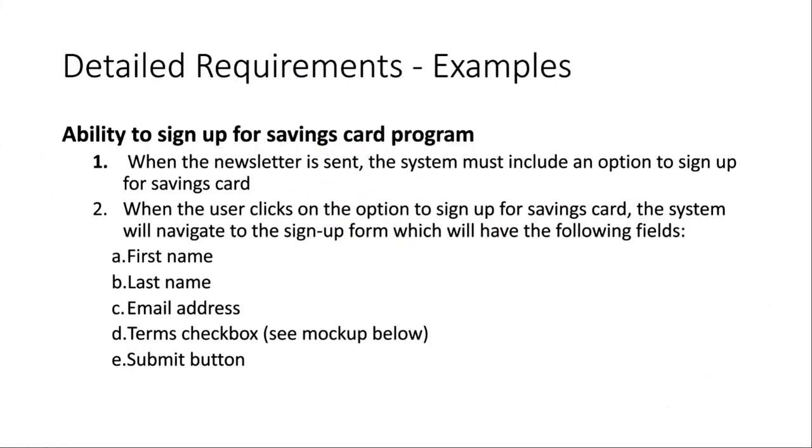So here's the example of a detailed requirement. So you'd show, for example, in bold the title of the requirement, and this would be ability to sign up for savings card program, and it would have these details behind it. So when the newsletter is sent, the system must include an option to sign up for savings card. That's one requirement. The other one, when the user clicks on the option to sign up for savings card, the system will navigate to the sign up form, which will have the following fields: first name, last name, email address, terms checkbox.